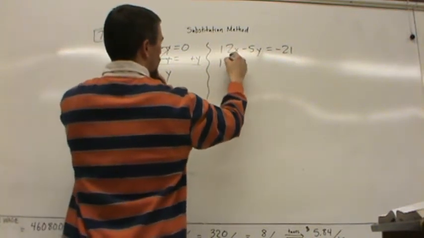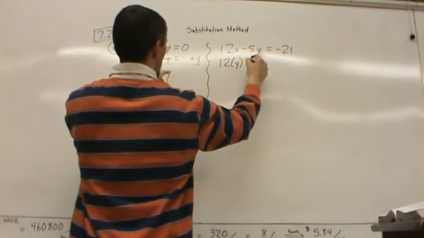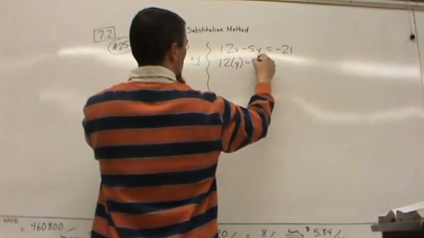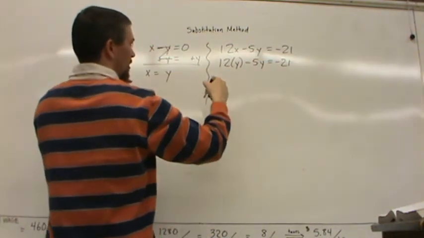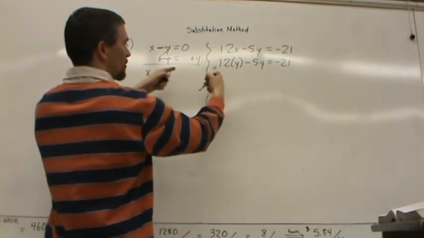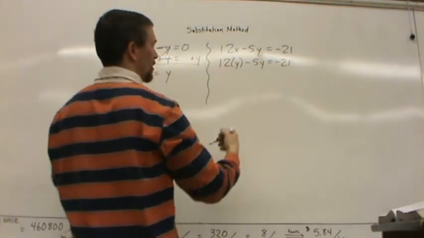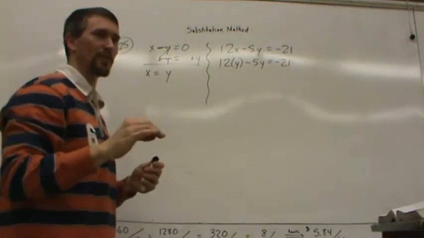So 12y. Normally we have more information to plug in, but because of the way this worked out, we just plug in y. Usually it's like y plus 2, and then y plus 2 would go inside the parentheses.